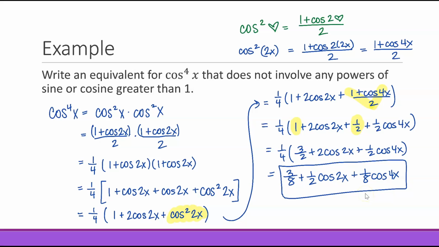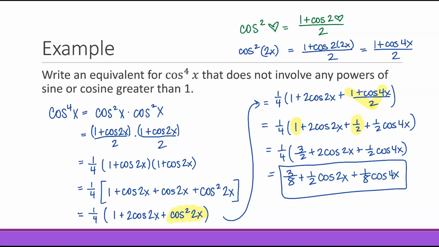And you might be thinking, okay, thank goodness we're done. But you also might be thinking, why did we do that? We started with this super nice little tiny one term, like cosine to the 4th of x. Why would we make it this ugly thing right here? I understand where you're coming from, but this is actually easier to work with when it comes to integration.